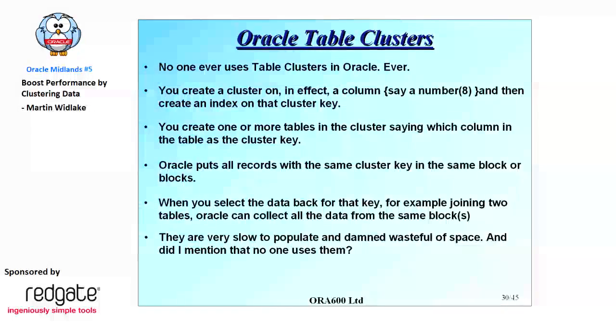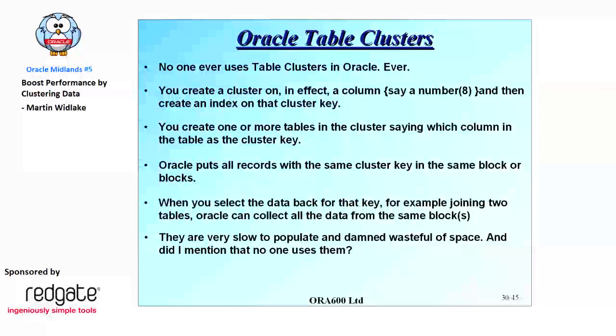When you select the data back for that key, so if you select all the records for a certain ID, you know they're all going to be in the same block and they're going to be fetched. If you often have a table with a relatively known number of sub-records, and you're always joining them together, a cluster will keep the data together, and that join, Oracle will implement it by collecting the information from that block or blocks.